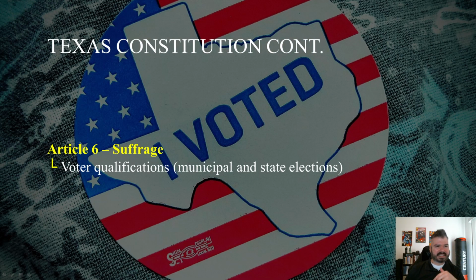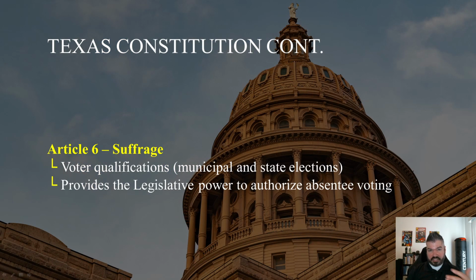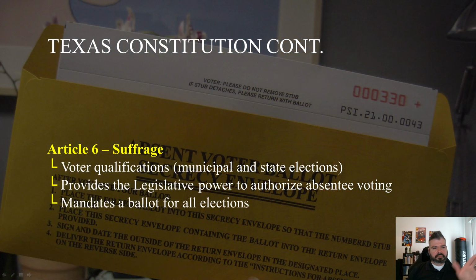Let's move on. Article 6 establishes suffrage, that is voting rights. Voter qualifications are established for municipalities and state elections, and the Texas Constitution in Article 6 clearly lays this out. It also lays out that the legislature has the power to authorize absentee voting, and counties carry that out. It also mandates a ballot for all elections. Every position that's elected, the Texas Constitution mandates that they are on the ballot. And this is all found in Article 6.